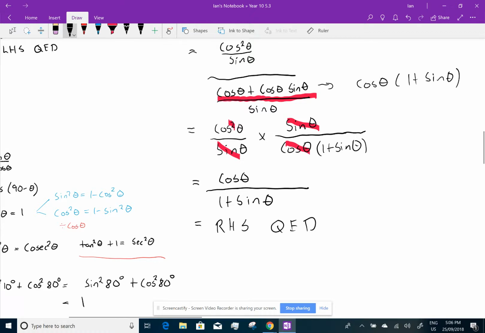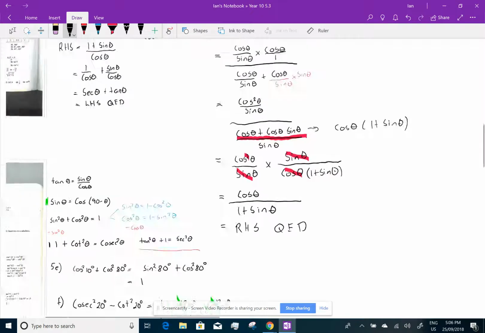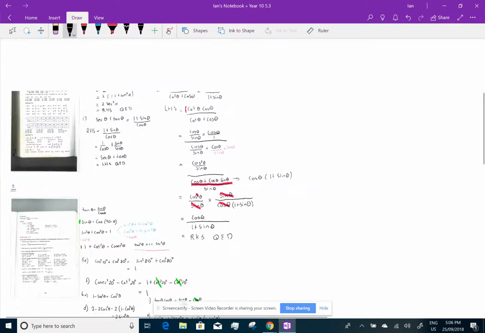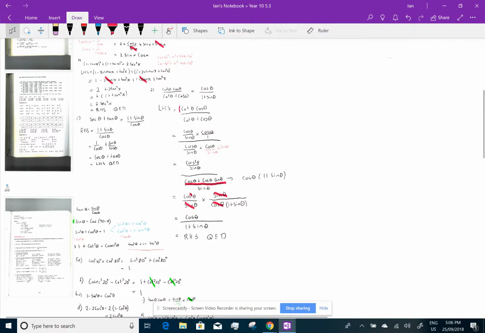Now, these are really hard. If you can do a couple, that's brilliant. Don't stress if you're having a lot of trouble. Just work through them, see how you go. Good luck, and then have a great break.